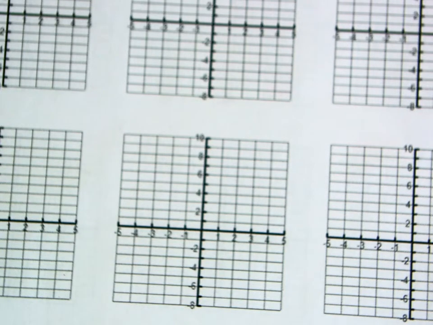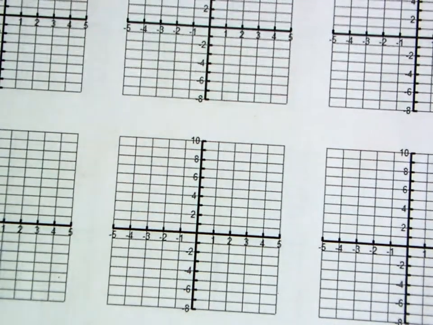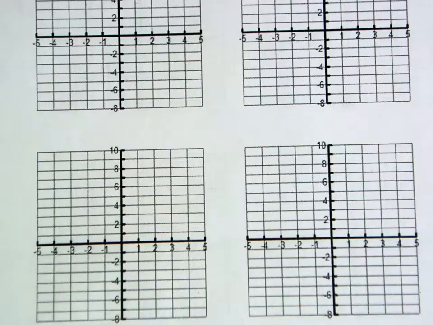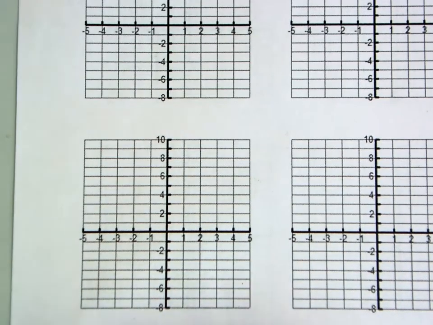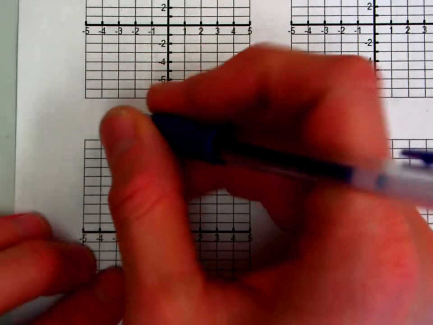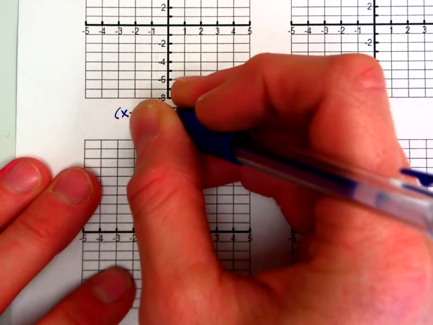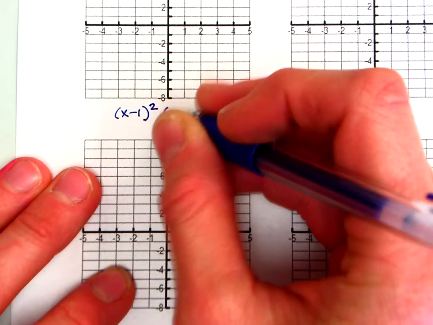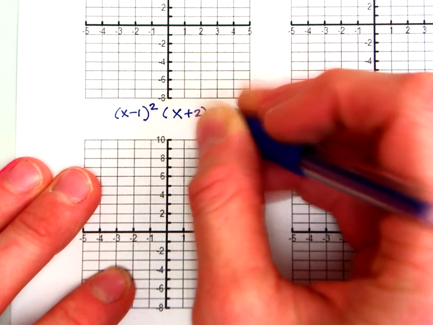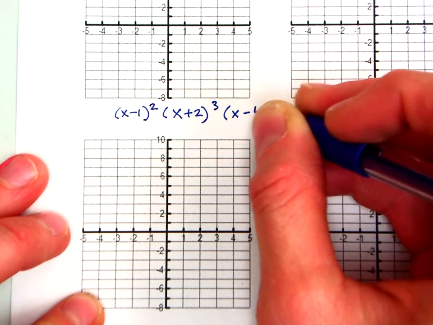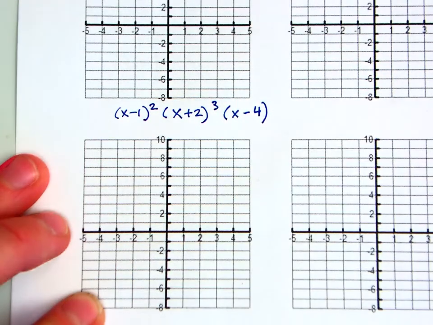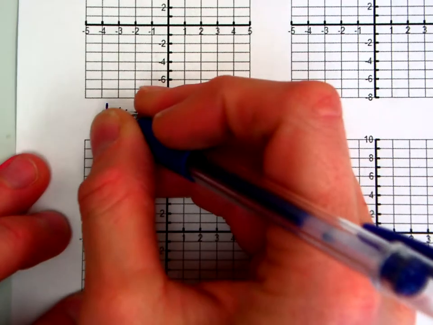Okay, this is a video to review graphing polynomial functions. So let's start with, given the equation, we will graph the polynomial. So let's say we were given the equation 1/16 times x minus 1 squared, x plus 2 to the third, x minus 4.